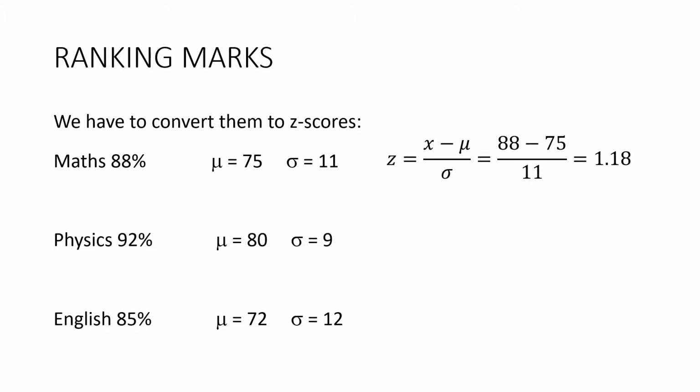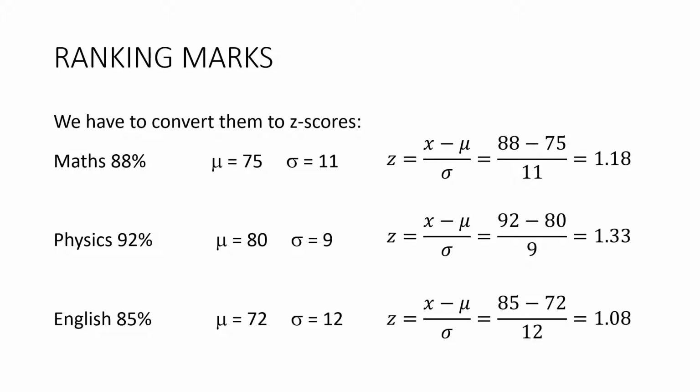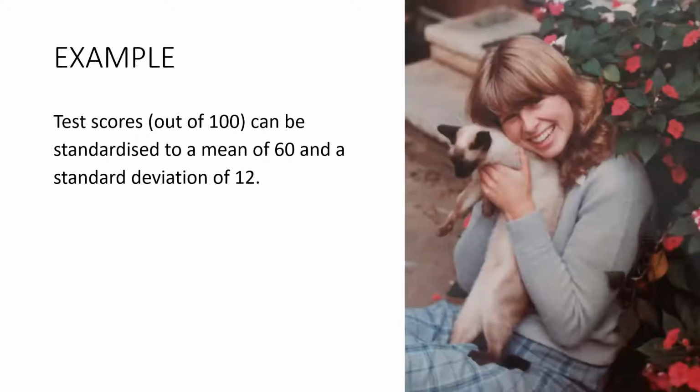Not too bad. Now let's check out physics, putting in the marks. 92 take 80 all over 9, 1.33. So this one is indeed a better result than that one, only slightly. But in this case, she is further above the mean than here. And then finally English, putting that in, 1.08. So that's not as good. That's actually her worst mark. So by standardizing them, we're bringing very different things into a common system so that we can rank them.